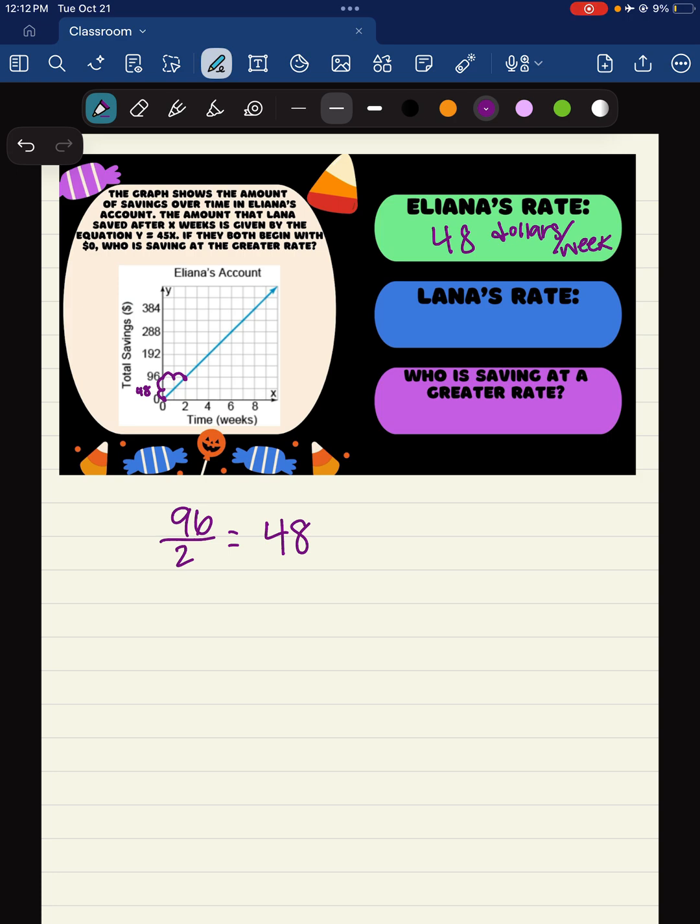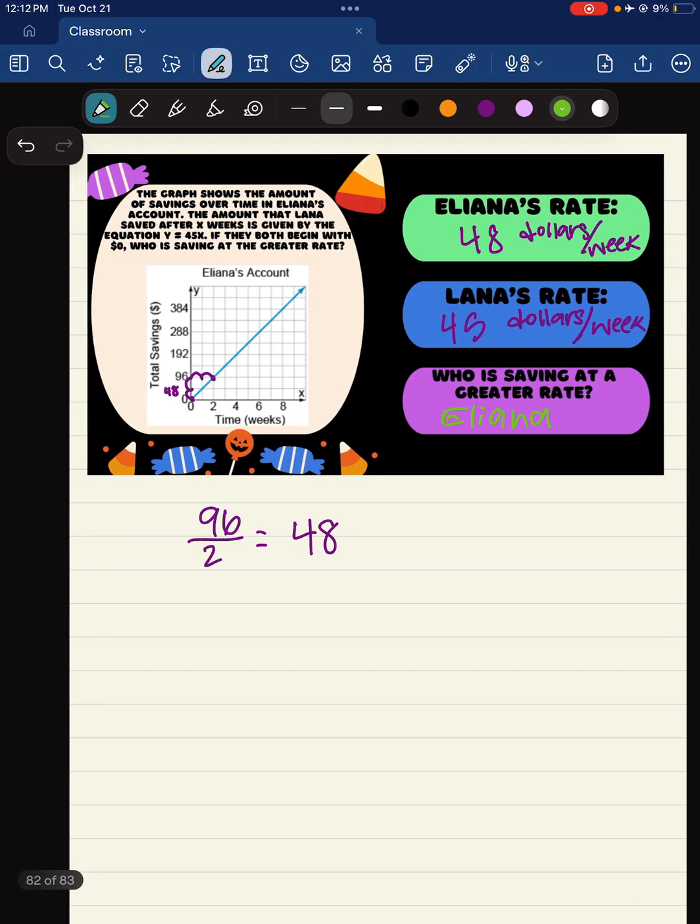And then Lana's rate is just the slope. So Lana's rate was $45 per week because we know that slope is connected to x when it's written in slope-intercept form. And so whose rate is greater? Of course, Eliana. We should probably write that in a different color, just so we can see it. Eliana, because 48 is greater than 45.